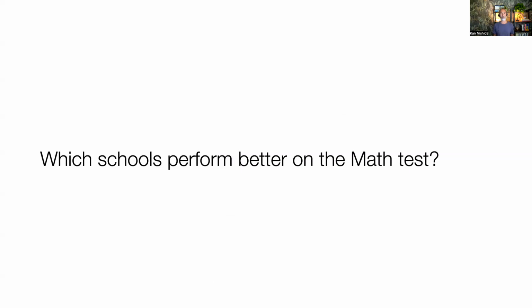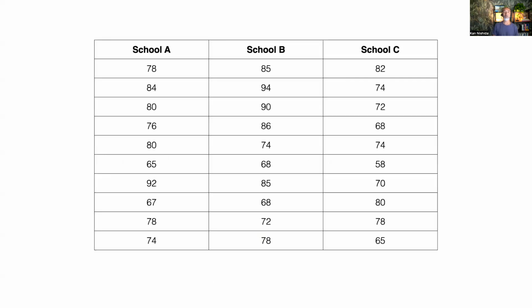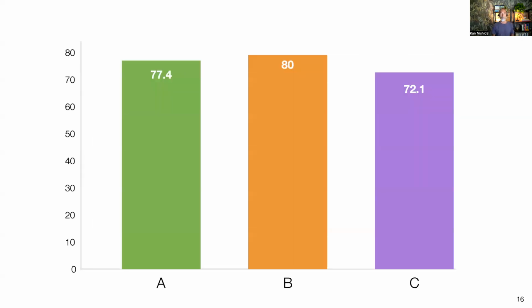So the question is, which school performed better on the math test? We have school A, school B, school C, and each row is a student in each school. And then we calculated the mean for each school, and then we visualized it. And obviously there's some difference between A, B, C, or among A, B, C.